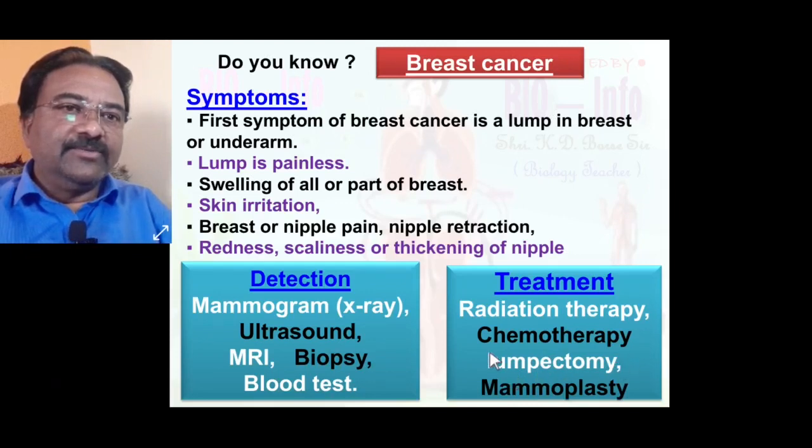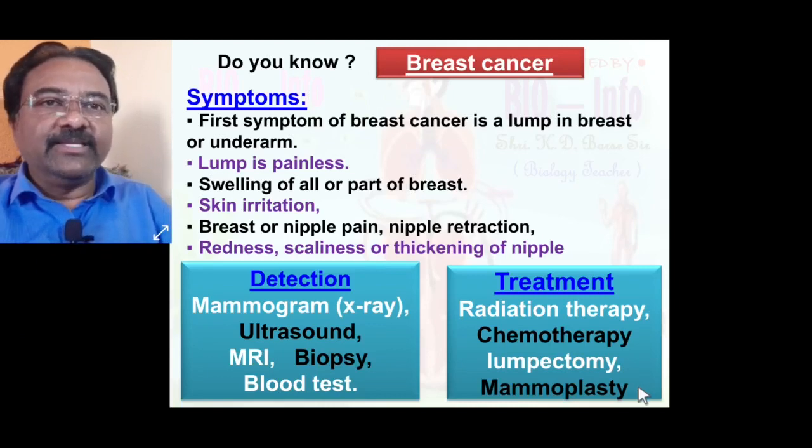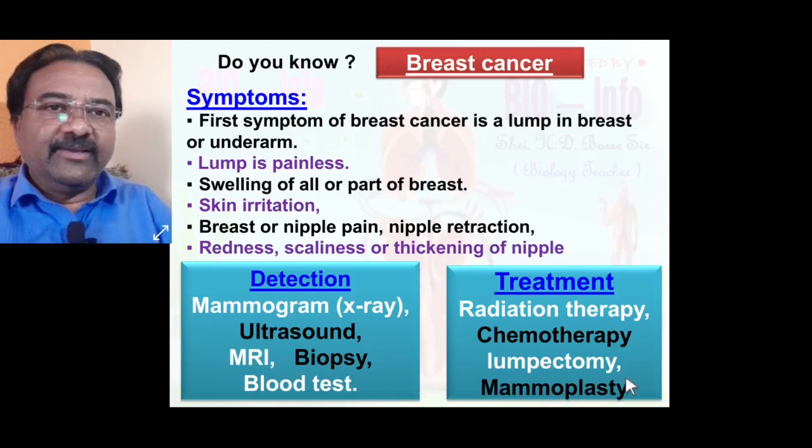Lumpectomy is also a treatment measure inside the mammary gland. If a lump is seen, it is removed by a surgical method, so it is called lumpectomy. Mammoplasty is also a treatment measure. So here we discussed in detail the different symptoms of breast cancer, different detection tests of breast cancer and different treatment measures of breast cancer.